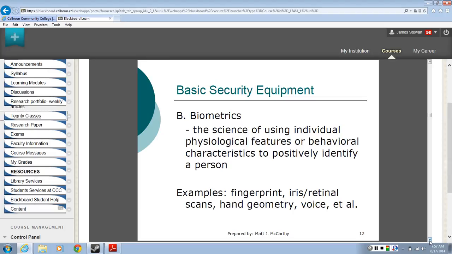Biometrics is another way. It's basically a door lock or an entrance device where it uses retinal scans, fingerprints, voice analysis, whatever the technology is at the time, to try to get only those people who are specifically allowed in a certain area into that area.